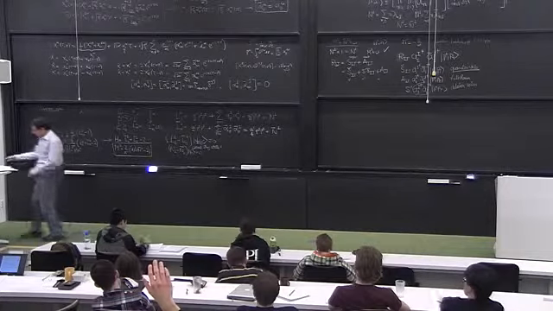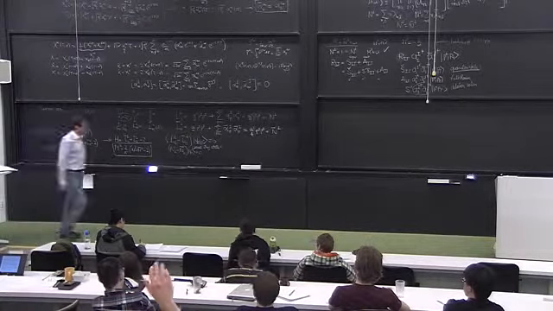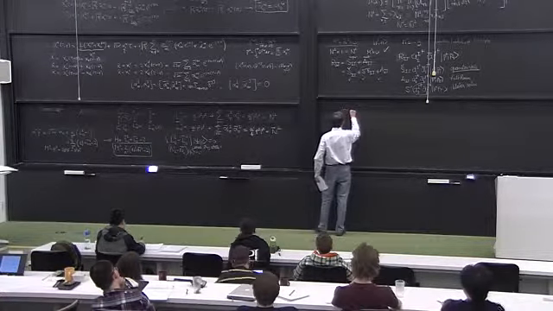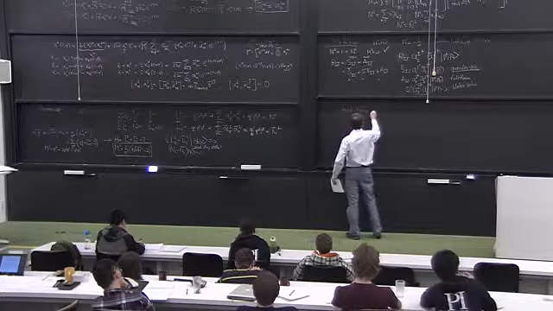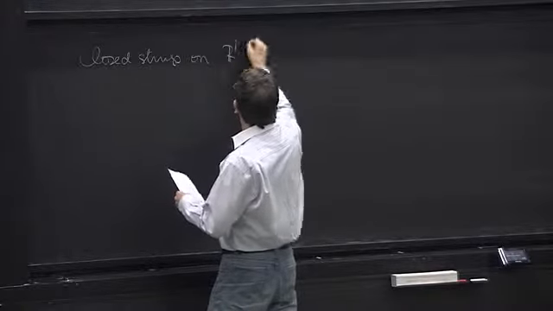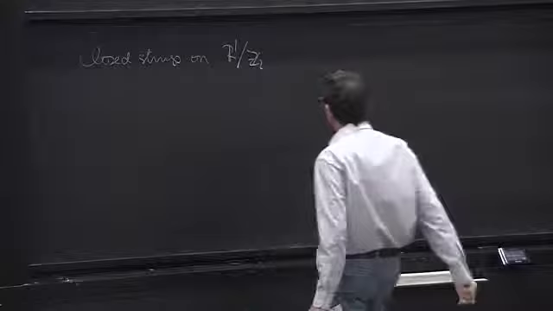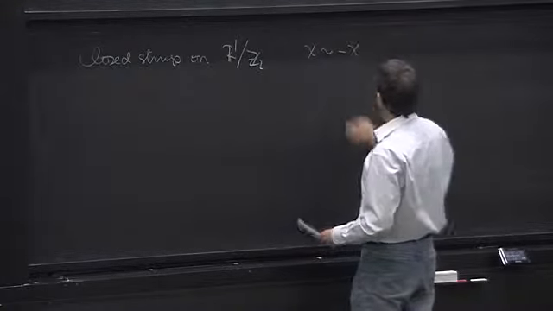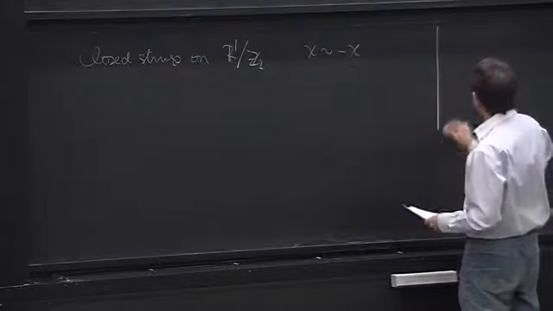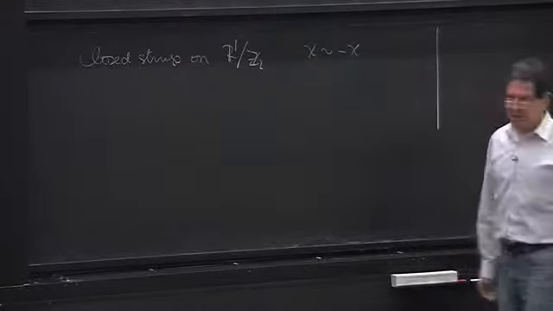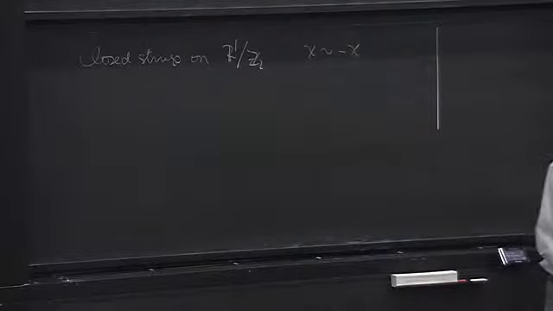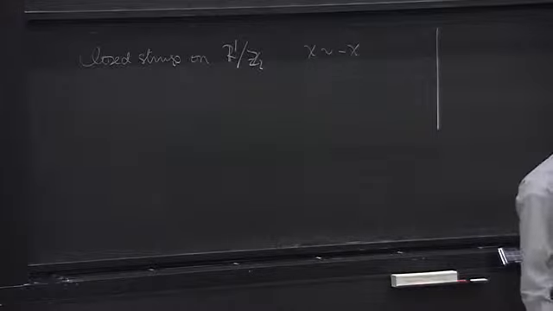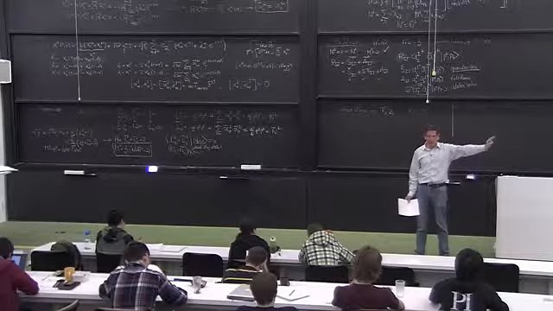So, closed strings on R1 over Z2. What was R1 over Z2? Was the real line where you let x equal to minus x, so it's half the line. Now, strings live in many dimensions, so you're going to do the orbifold in just one dimension. You're going to take one of the many spatial dimensions of string theory and just orbifold in one. Yes?